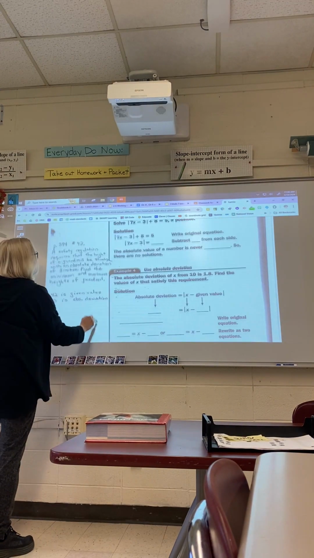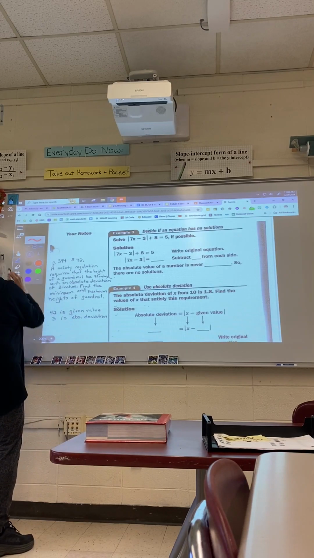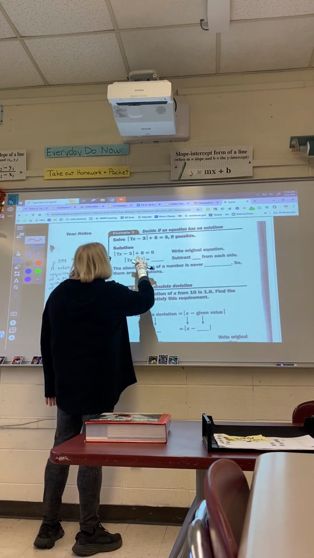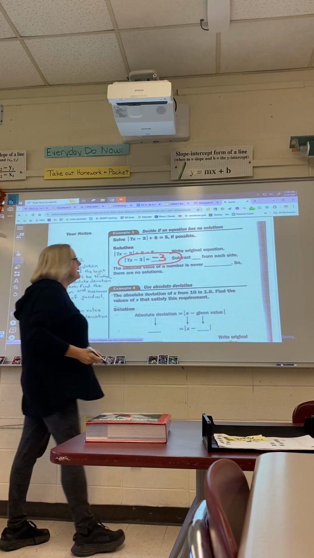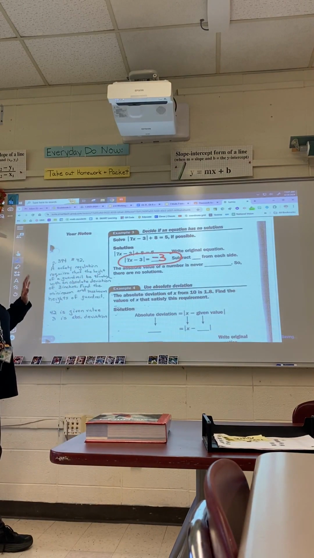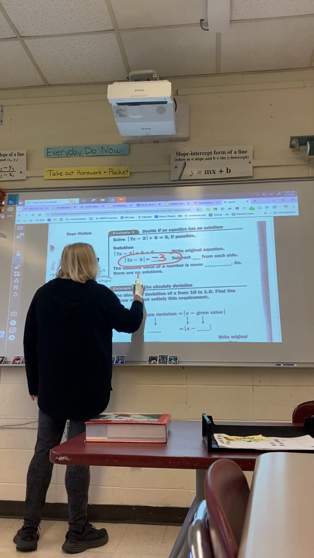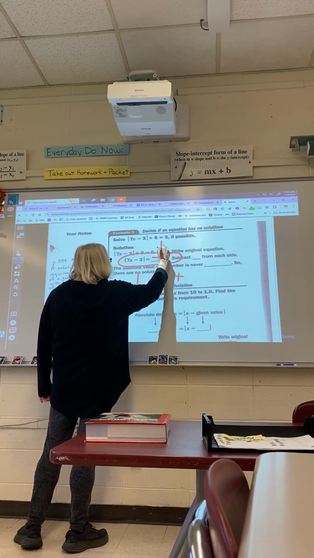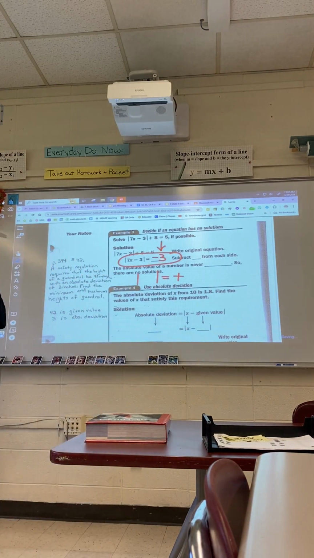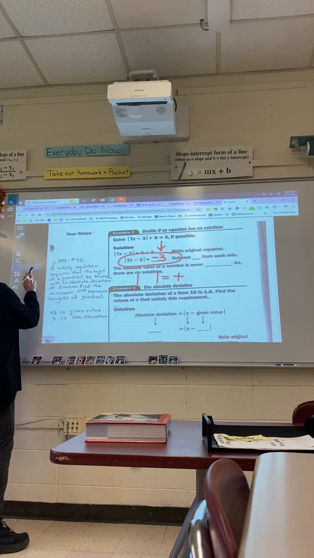And you'll see what happens here when you try to do the next problem. If I subtract 8 from both sides, I get negative 3. And right away, you should be saying to yourself, whoa, that can't happen, because the absolute value always has to be positive. So once you've isolated your absolute value, if that's ever negative, it's not going to work, and you can just say no solution.